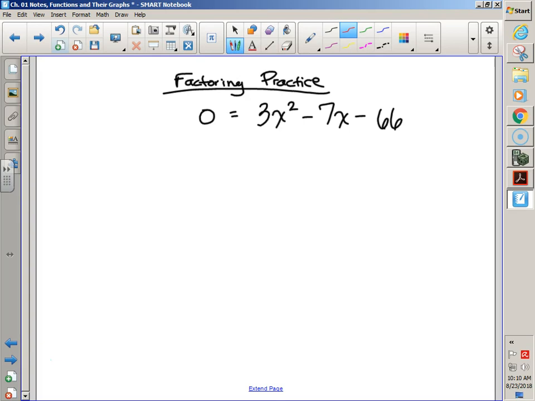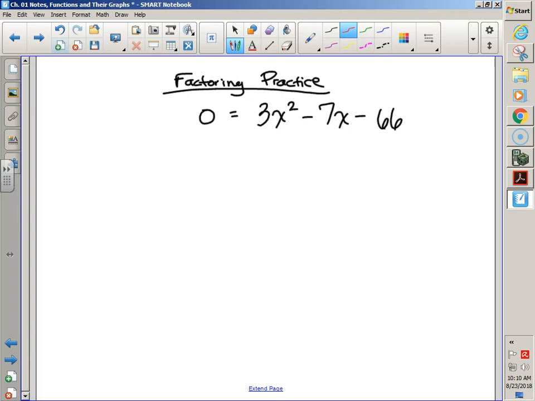So what's one way of getting 3x squared? Why not 3x and x? Does that sound good to you guys? Okay. So I think about how 3x and x could make 3x squared. What's one way of making 66? 1 times 66, 3 times 22, 6 times 11. Which one do you like better? 6 times 11.